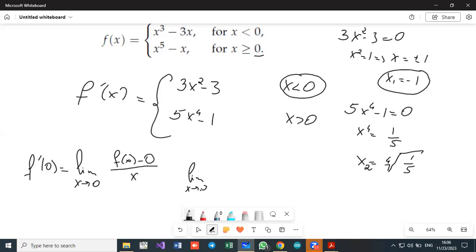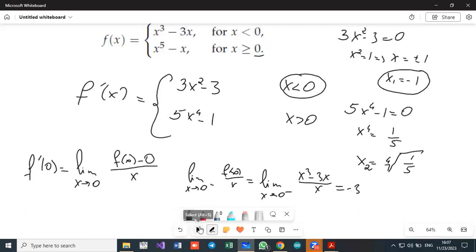Limit as x tends to 0 from the left side of f(x) over x is the limit as x tends to 0 from the left side. Instead of f(x), we can plug in x cubed minus 3x divided by x. And what is the limit here? Minus 3. Minus 3, exactly, because x cubed over x gives just x squared minus 3, and x squared minus 3 tends to minus 3.